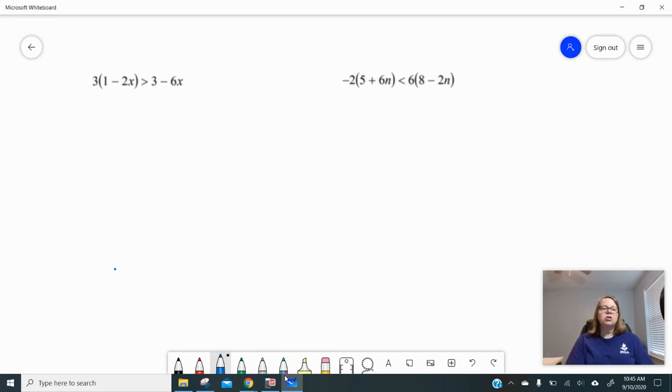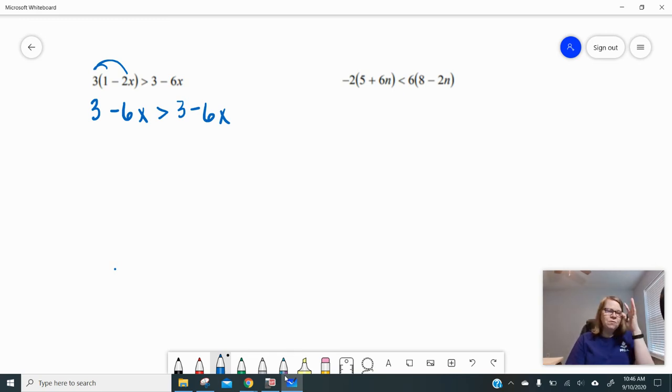So we're going to start just by distributing here. If you've got parentheses, you want to deal with that first. So 3 times 1 is 3, and 3 times -2 is -6, and that has an x on it, so we put the x. And then there's no parentheses over here, so I just bring the rest of that down. Now I'm ready to actually start solving.